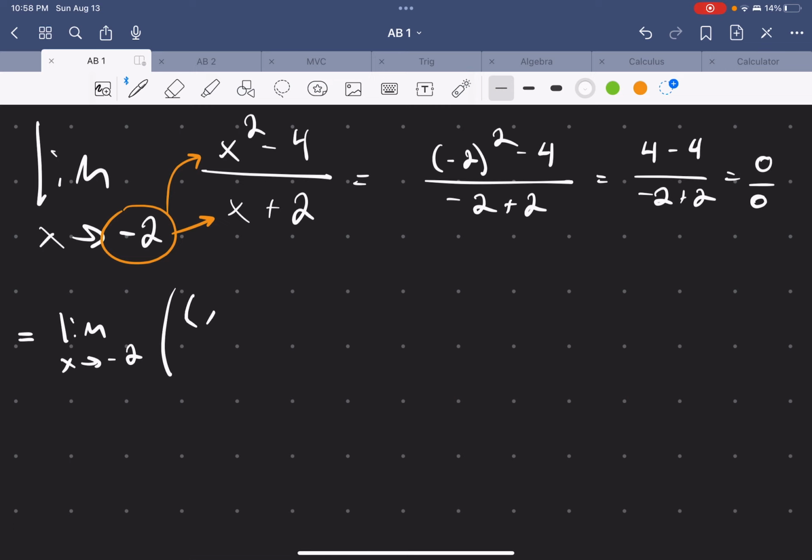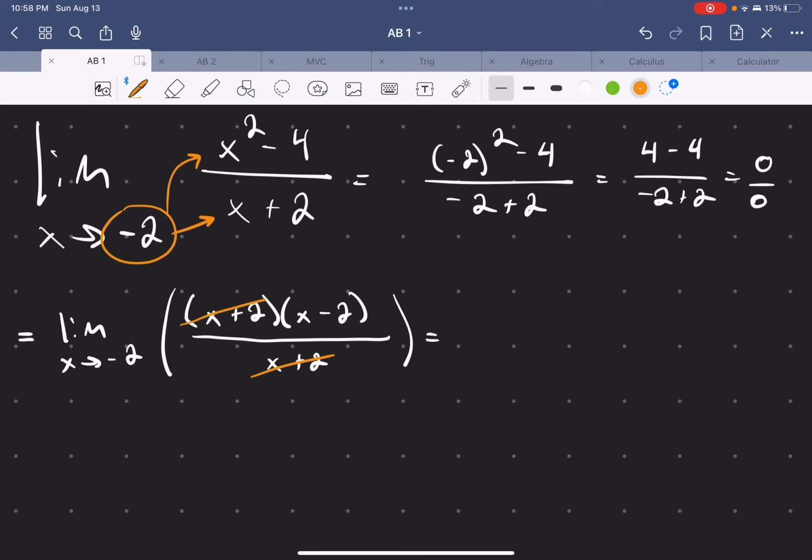X squared minus 4, that's the difference of two squares. So that would factor to x plus 2, x minus 2. And then the denominator is x plus 2. Now that I have it factored like this, I can notice that there's a hole in the graph. If I can cancel out that x plus 2 on the top and the bottom of this rational function, that means there was a hole in the graph at x equals -2. That's why I was getting that weird answer of 0 over 0. So the function itself is not defined at that particular moment because there is a hole in the graph.